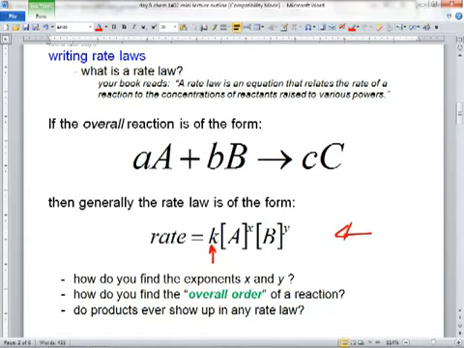How about the brackets, Ray? What do these brackets mean? They're supposed to mean something. Starts with C. Concentrations. Those are the concentrations of the reactant. Usually they use molarity, but that's okay.